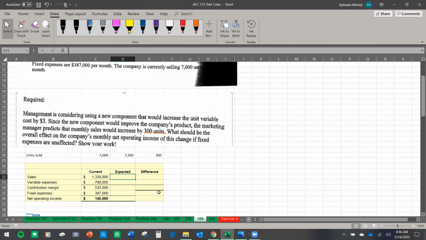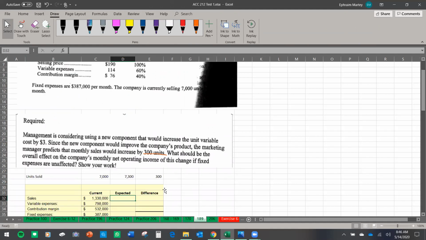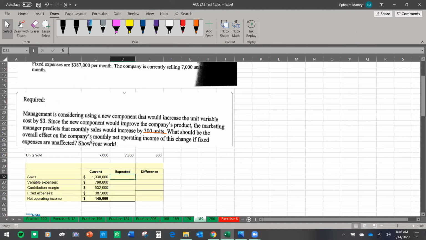Okay, and will the selling price change? No, the selling price isn't changing. Only variable cost is going to change. Selling price is not changing, but variable cost is going to change. Variable cost will increase by 3%.